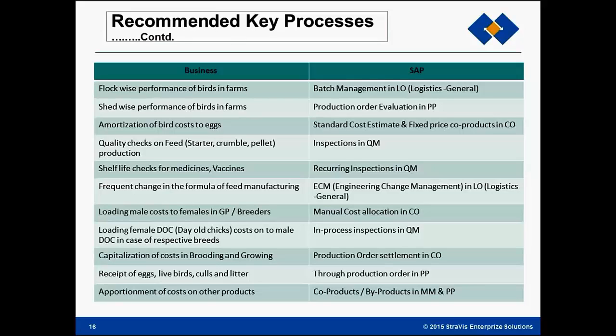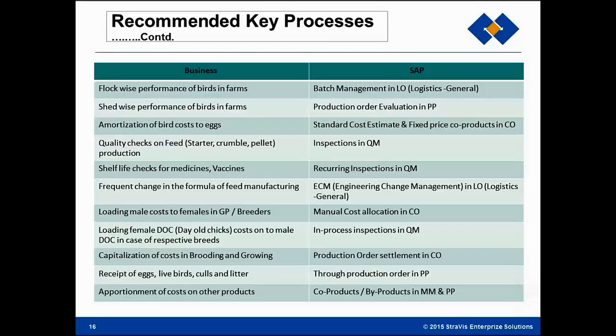Amortization of bird cost to egg can be done using standard cost estimates and flexible price co-products in CO. Quality checks can be done using inspections in QM. Shelf-life checks for medicines and vaccines can be done using recurring inspections in QM. Formula changes in manufacturing can be done using engineering change management.